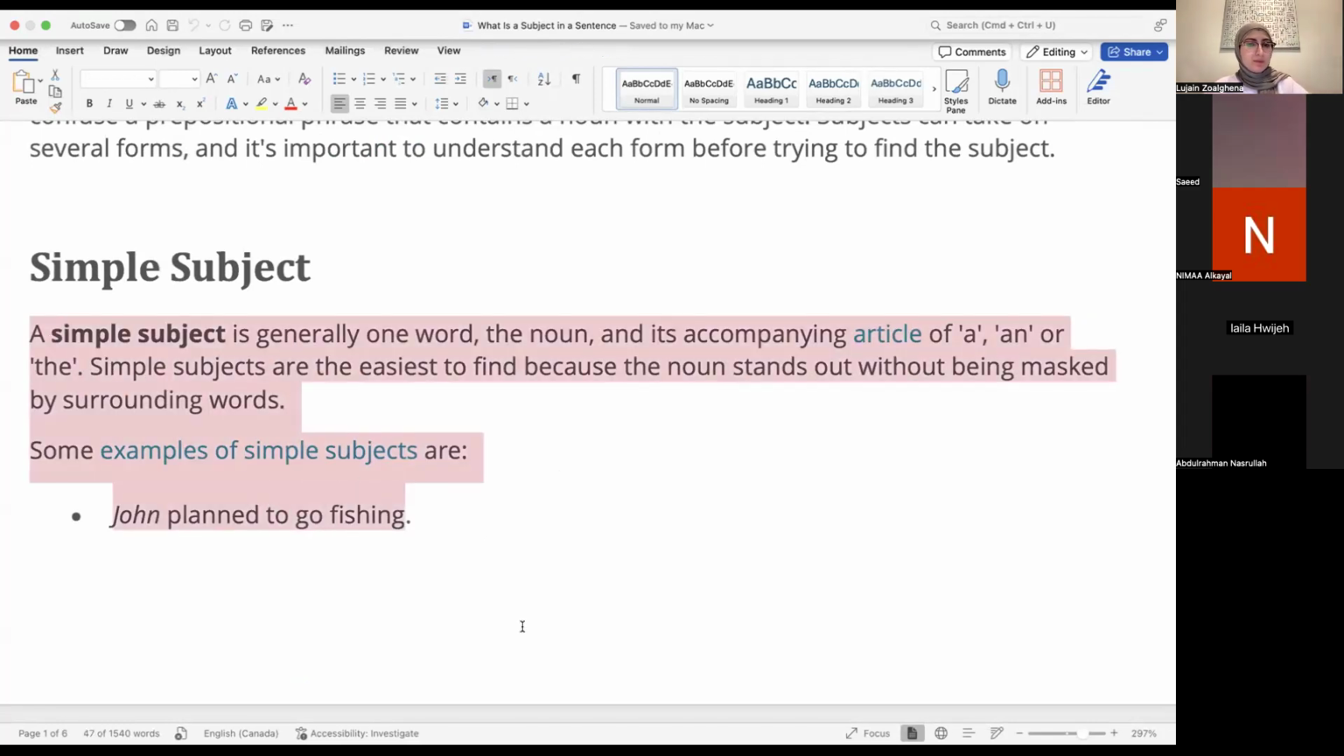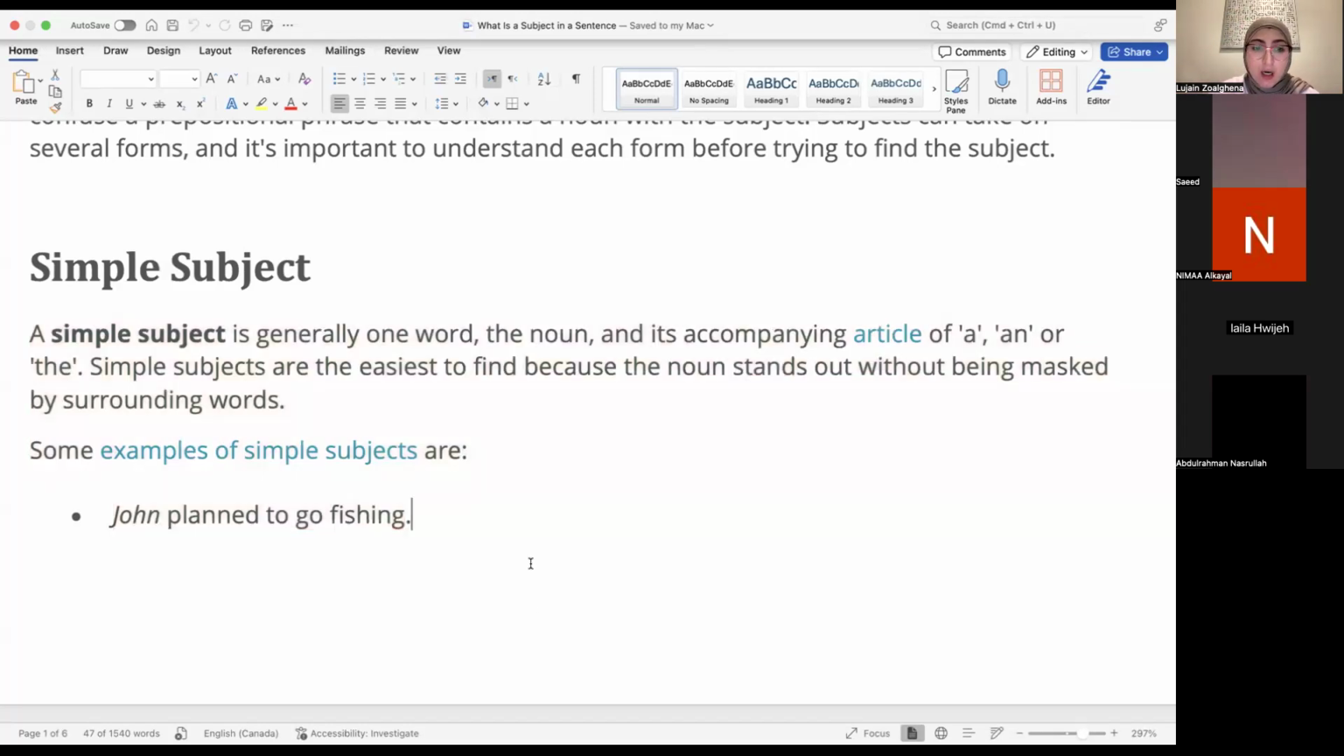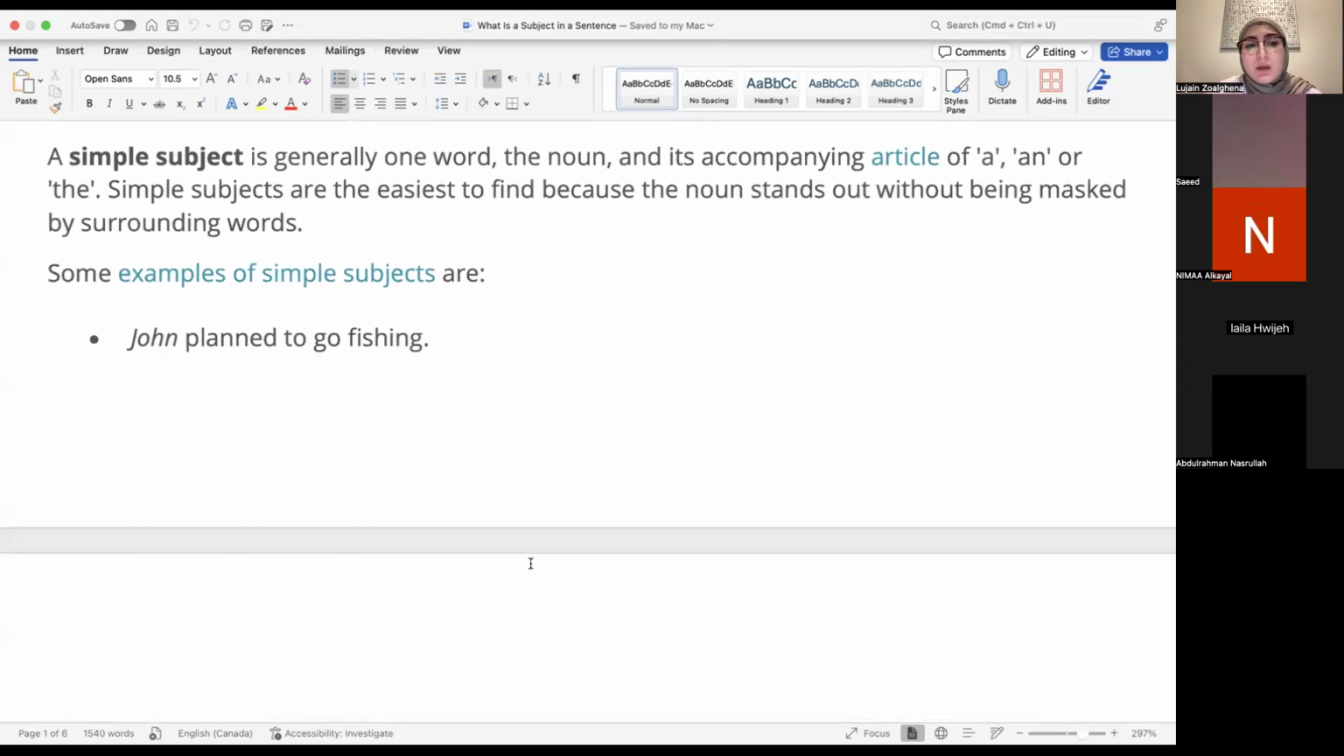Simple subject. A simple subject is generally one word, the noun, and its accompanying article of a, an, or the. Simple subjects are the easiest to find because the noun stands out without being masked by surrounding words. Some examples of simple subjects are, can you read the first example, please? John planned to go fishing. So where's the simple subject over here? John.